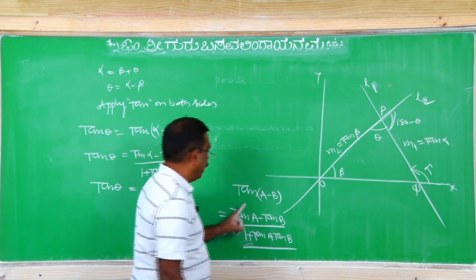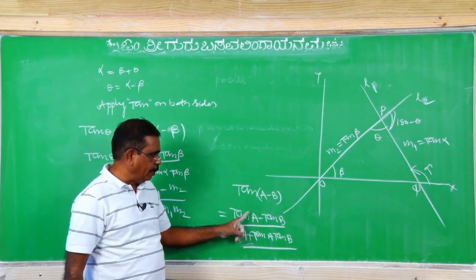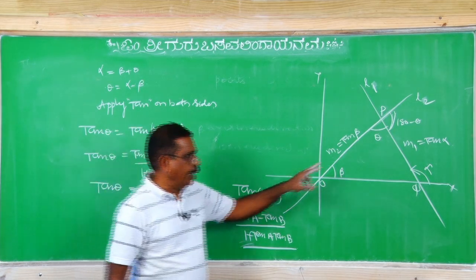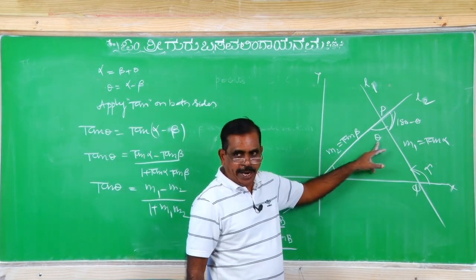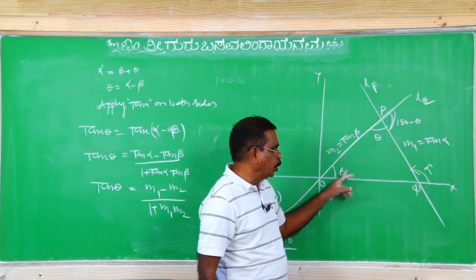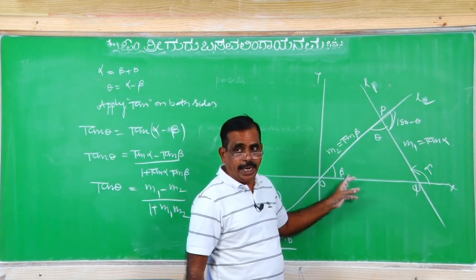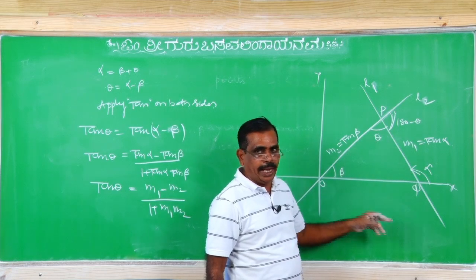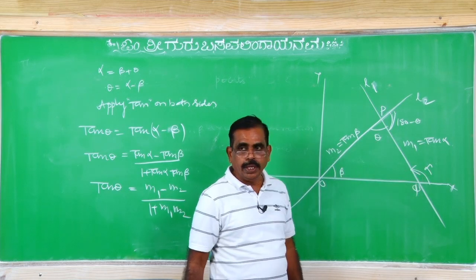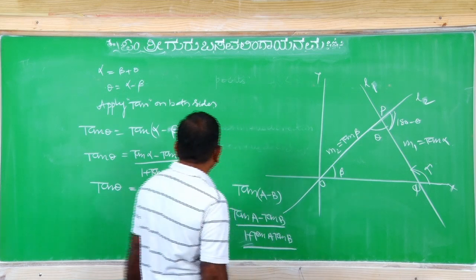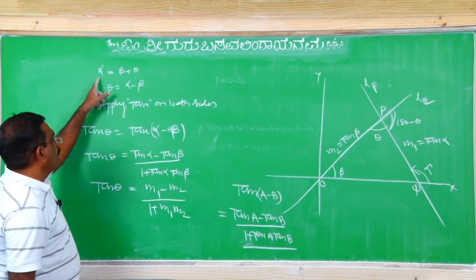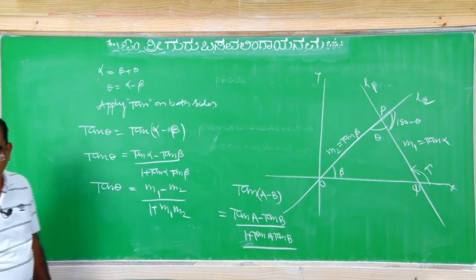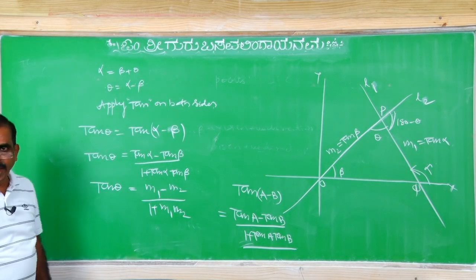We want to apply the tan A minus B rule. What is tan A minus B? Tan A minus tan B by 1 plus tan A tan B. This is known. Here, this angle we want to find. Here is the exterior angle. These two are opposite interior angles. Exterior angle is equal to sum of opposite interior angles. Alpha is equal to, what is right? Beta plus theta. Alpha is equal to beta plus theta. Theta is equal to, apply tan.